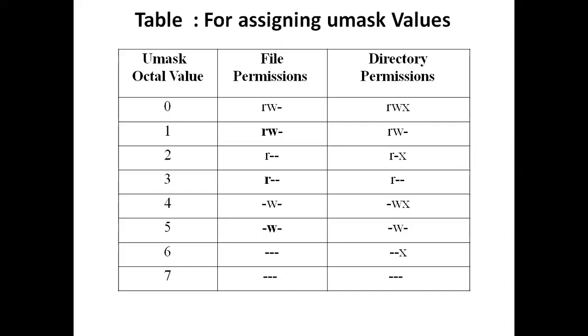So this table concludes the umask values for file permissions and directory permissions. If 0 is assigned, then file permission is read, write, but no execute. But for directory, it is read, write, and execute. In case of 0 and 1, file permissions are the same. For 2 and 3, file permissions are the same. 4 and 5, file permissions are the same. For 6 and 7, file permissions are the same. But for directory, all these are different, and this is because of the fact that files cannot be given execute permissions by default.